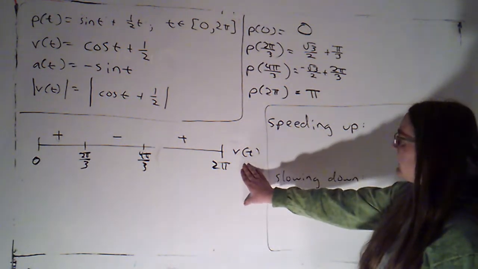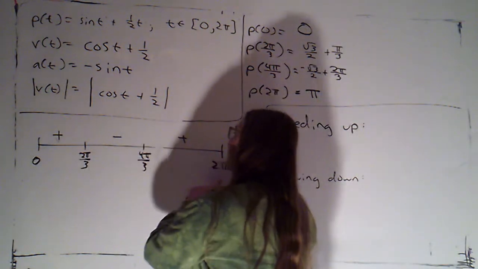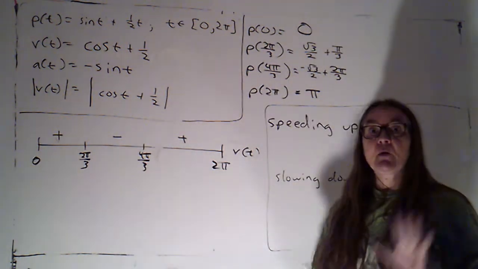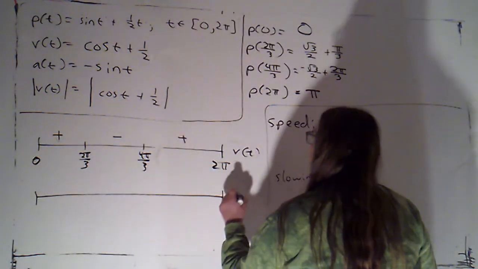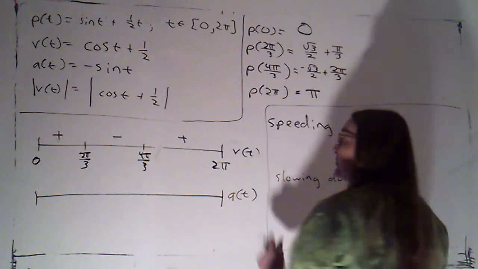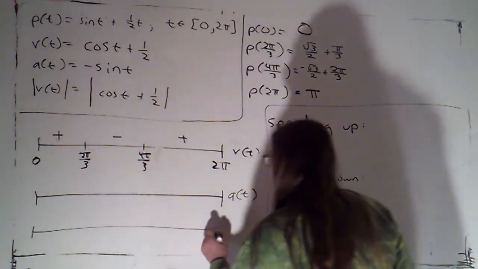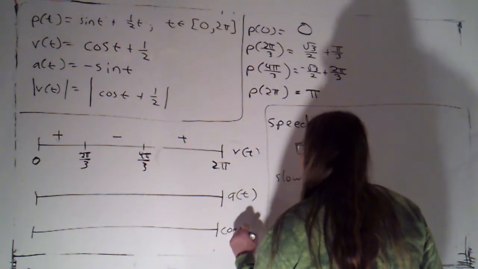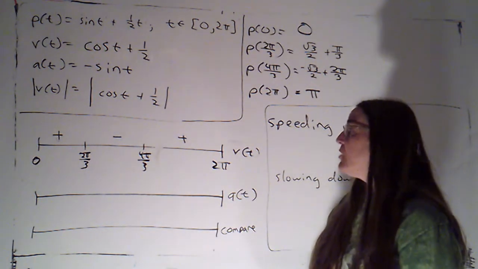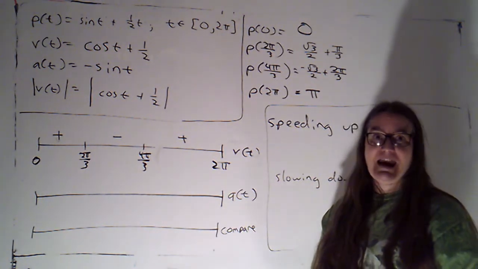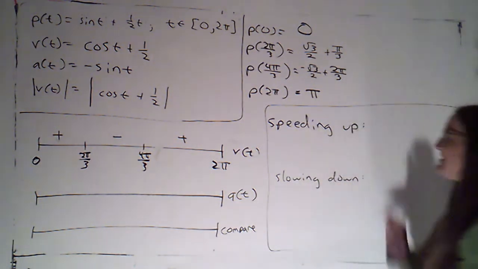So we already, in the context of finding the distance, created this number line to record the sign of the velocity. What you're going to need to do is create another number line to record the sign of the acceleration. And then I usually like to just create a third one to compare the signs of the two. And where they have the same sign, the particle will be speeding up. Where they have the opposite sign, it'll be slowing down. Okay, so pause the video and try to answer these questions.